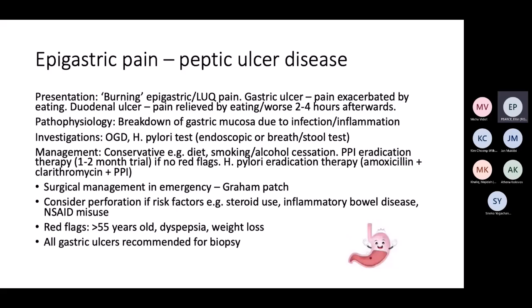If it's an emergency, so they perforate a peptic ulcer, they do something called a Graham patch, which is literally a patch over the hole. And think about perforation in a patient if there's risk factors for having that. Red flags that require someone to have an OGD as a 2-week wait include being over 55 with new dyspepsia and weight loss. And once we've done the OGD, we do recommend that gastric ulcers generally are biopsied, because sometimes in cancer, the rolled edges of an ulcer can look very similar, whether it's benign or malignant. So just to rule that out, they tend to biopsy them.